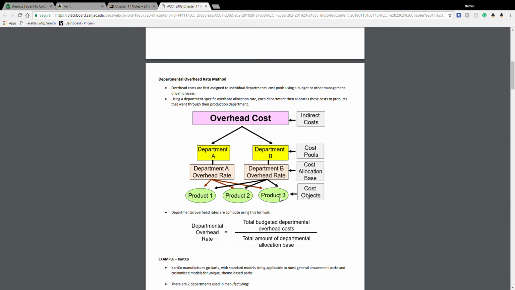And we really want to see what happens. Alright, so we got a nice little formula right here to figure out our departmental overhead rate. We're going to take the total budgeted department overhead cost and divide it by the total amount of the departmental allocation base. Okay, so you're going to see this happening because we're actually going to do this through an example.